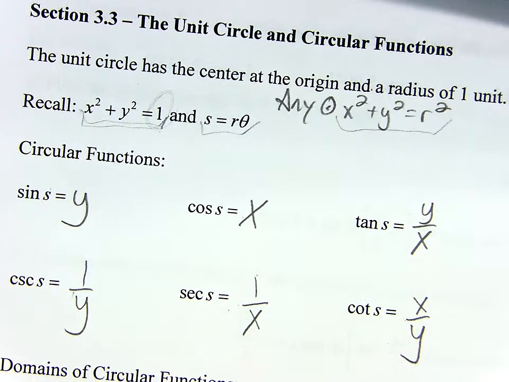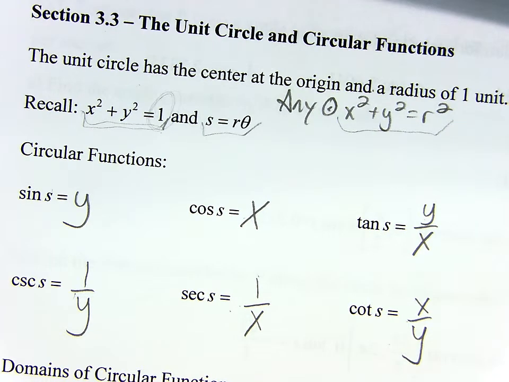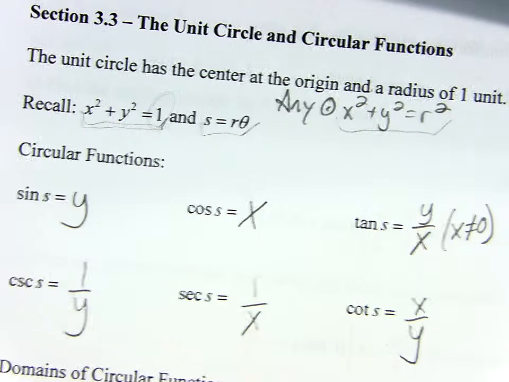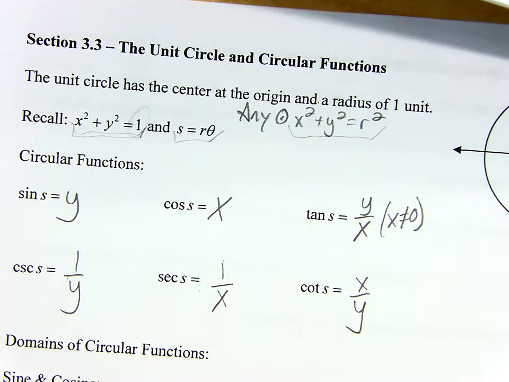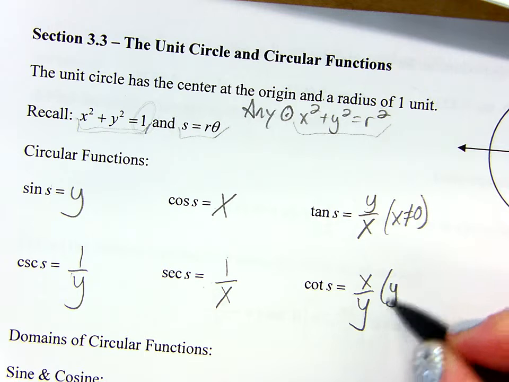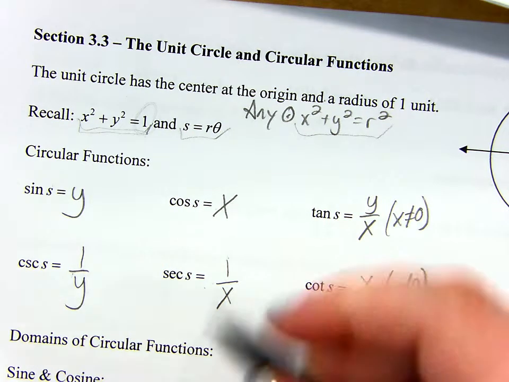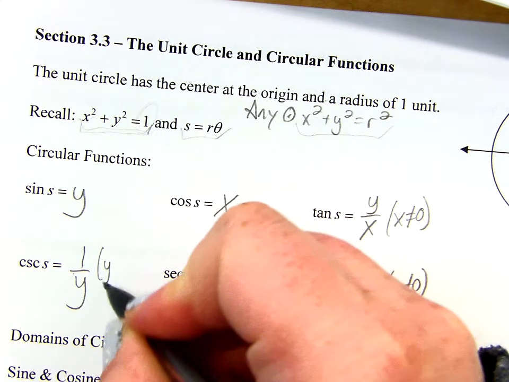Okay, now we have to talk a little bit about these because I have some fractions here. What am I never allowed to have in the denominator of a fraction? 0. I can't have 0 in the denominator. So I can't have x being equal to 0 for the tangent, otherwise I'm going to get an undefined expression. Same thing for cotangent, y can't be 0. Not allowed to have zeros in those denominators. Same thing over here, x can't be 0 and y can't be 0.